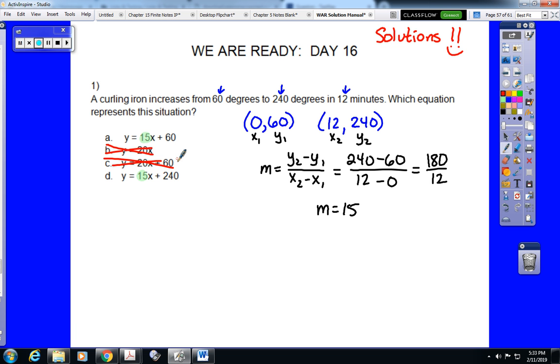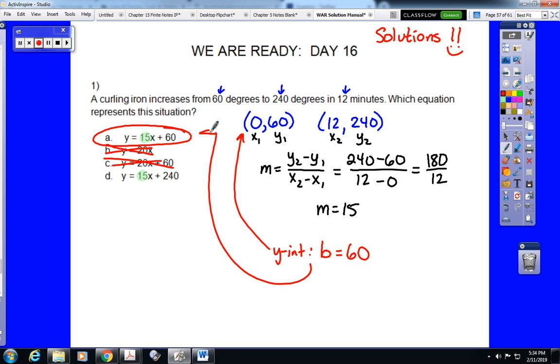Then it's just a matter of realizing that this is the y-intercept, which means our b value is 60. That means the correct answer for this is letter A, because that's the one that has a b value of 60.